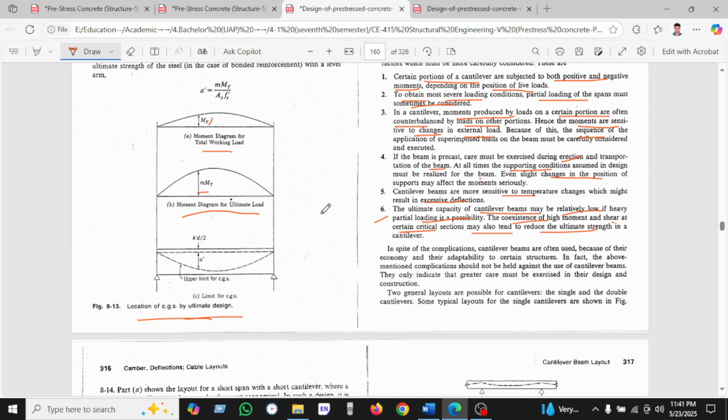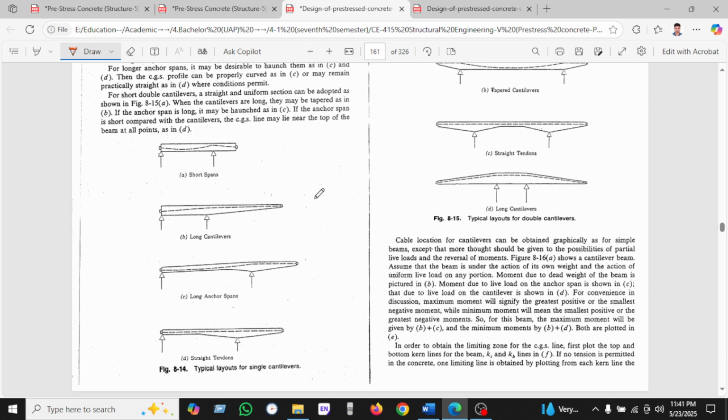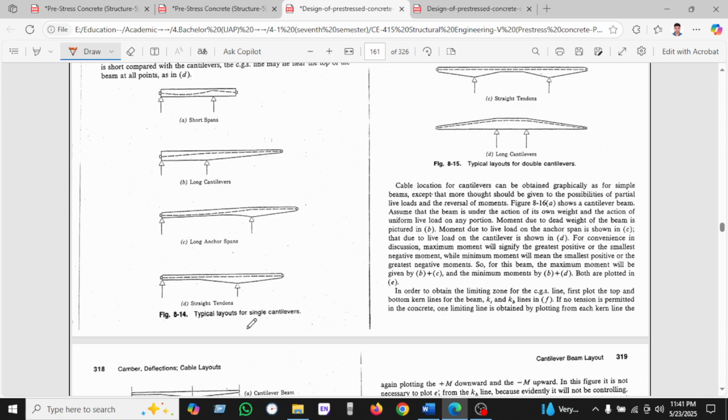Okay, this was our some point. We can see here the typical layout of cantilevers. If it is a cantilever beam, then the cable profile will be like this. If long span, the short span will be like this. If the long span, then it will be like this, a long anchor span. The anchor means these are the anchor. It will be like this, and a straight tendon. We can also use a straight tendon.